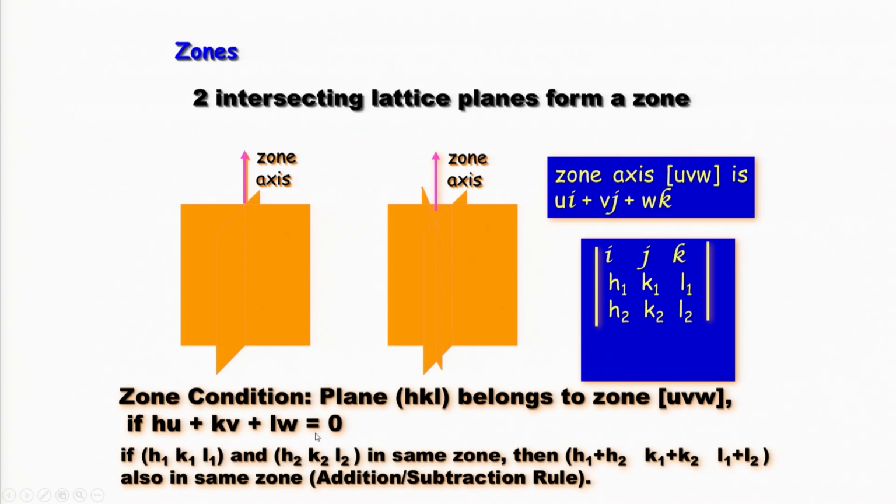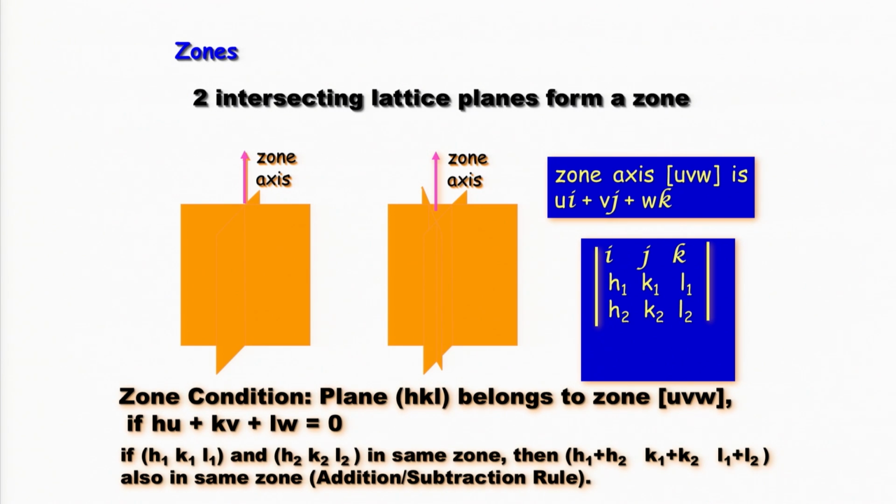The other important issue here is that if there are two faces that lie in the same zone, then we can use the additive rule or subtractive rule to tell that h1 plus h2, k1 plus k2 and l1 plus l2 also lie in the same zone. And this particular one we will be applying at the later stages of the crystallographic class here.